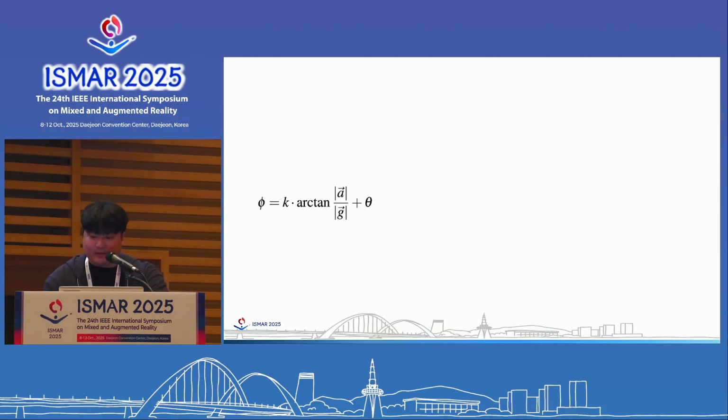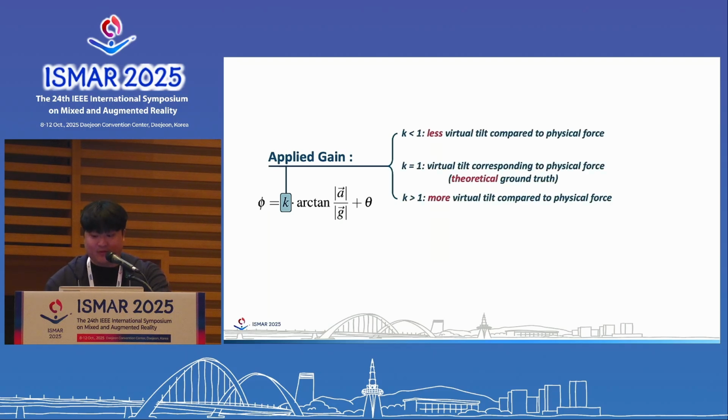Now, you may have caught that I haven't yet explained the variable in the formula, which would be K, which is the applied gain factor, which has the ability to increase or decrease the level of virtual tilt with respect to the actual acceleration of the vehicle. A gain of 1 represents the theoretical ground truth in which no additional gain is applied, while increasing or decreasing the gain leads to more or less virtual tilt, respectively.